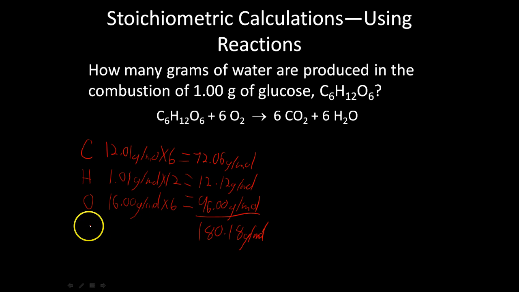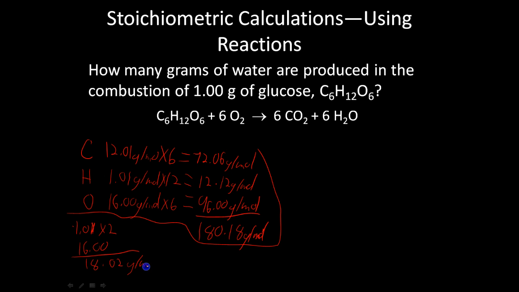Now going to water, we have 2 hydrogens. So this is for glucose. So for water, we have 2 hydrogens. So 1.01 times 2, and 1 oxygen. So that's 16.00. Now that'll be 2, so that'll be 18.02 grams per mole. I did that one rather quick for H2O. So double check me on that one just in case I got it wrong, but I think it's correct.